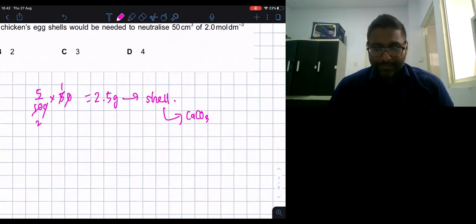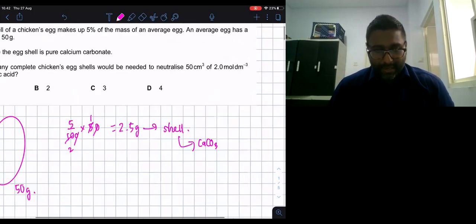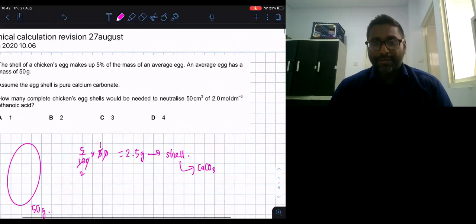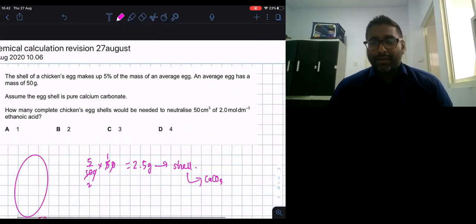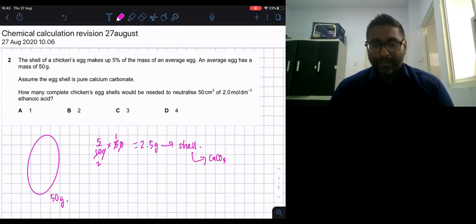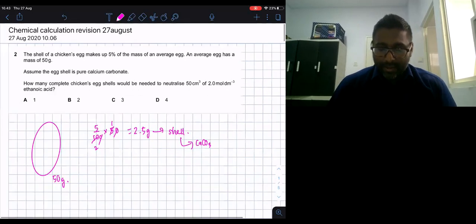They ask how many complete chicken egg shells will be needed to neutralize 50 cm cube of 2 mole per dm cube ethanoic acid. So we need to find this out. This one is quite simple.